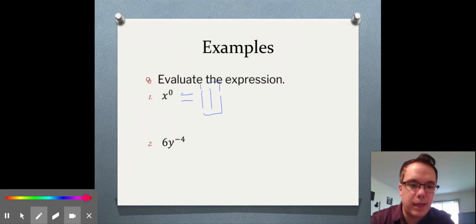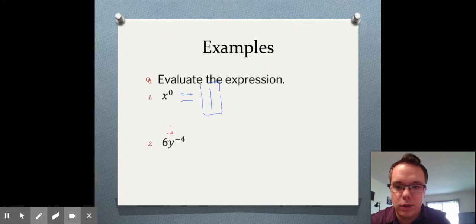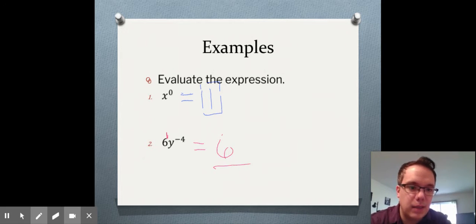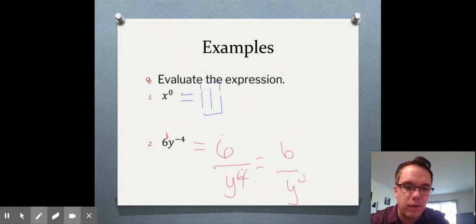All right, for the second problem, we have 6y to the negative fourth. Remember, our 6 has a hidden power of 1 there. Since 6 has a positive power, it's going to stay on top. So we have 6, but our y is part of a power that has a negative exponent, so it's going to move to the bottom so that our exponent can go from negative 4 to positive 4. So our answer there is 6 over y to the 4th.